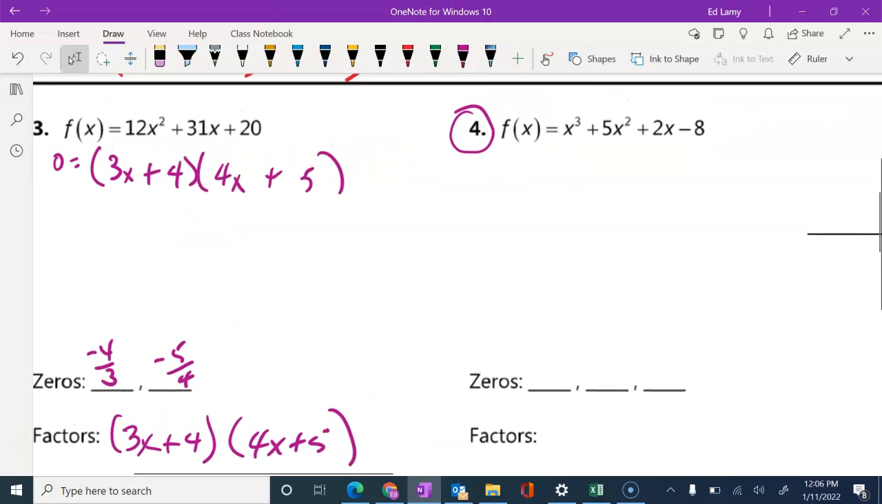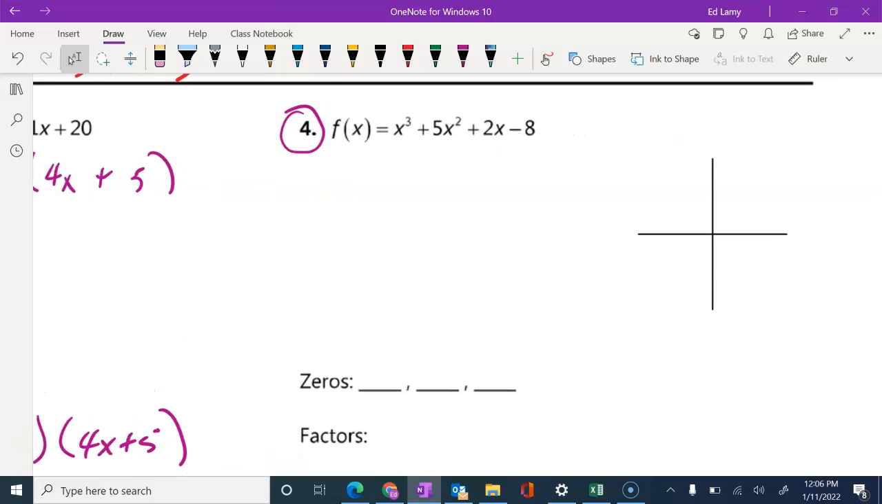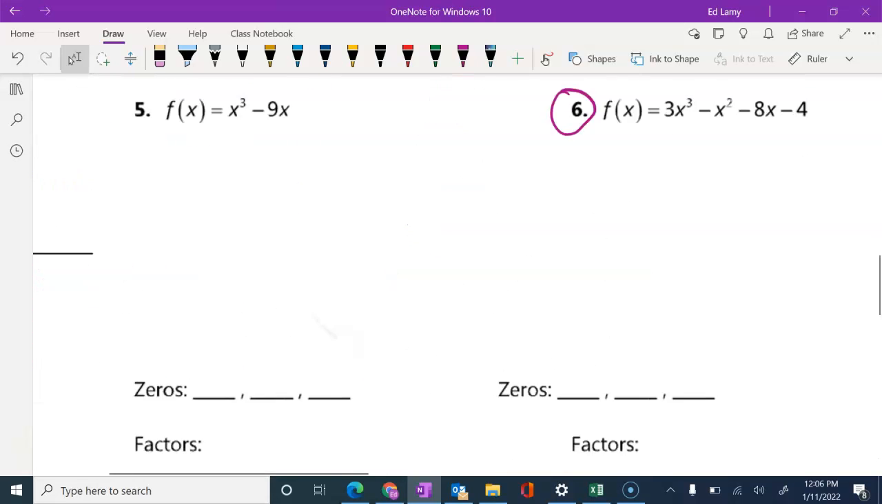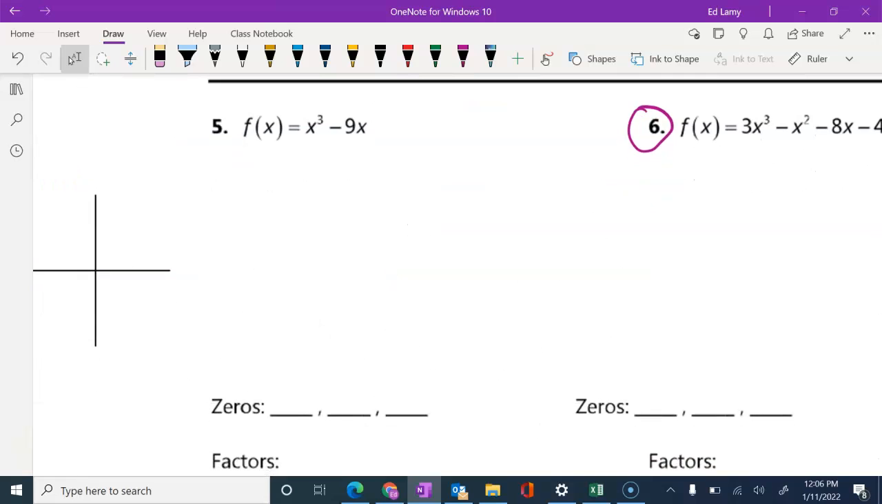Again, this number 4, if you'd like me to show you, I think I'll just wait and show you how to find the zeros without really factoring when we do that lesson, without spoiling it. So skip 4, skip 6. Let's knock out number 5.